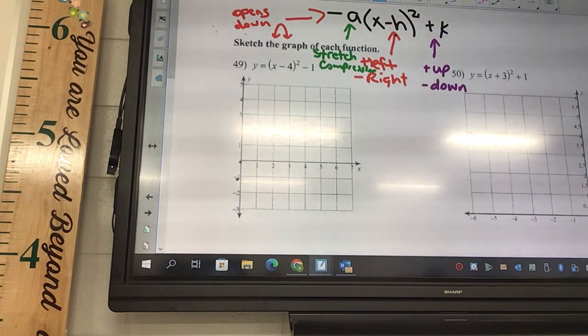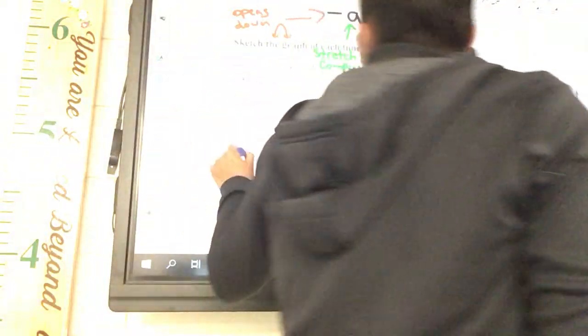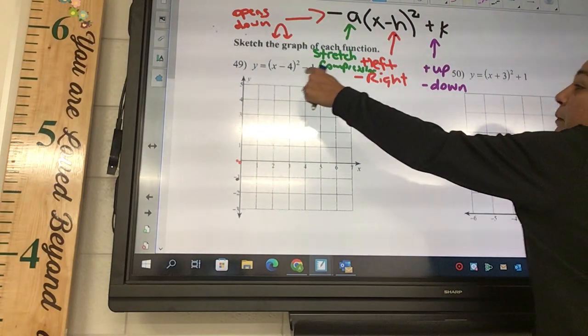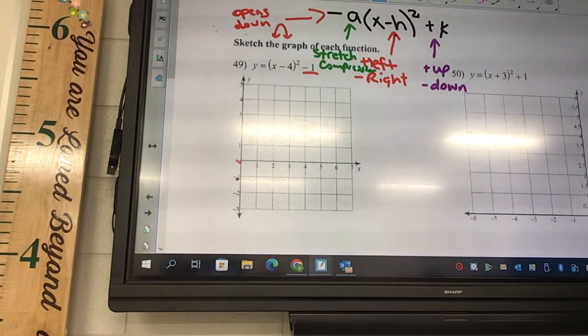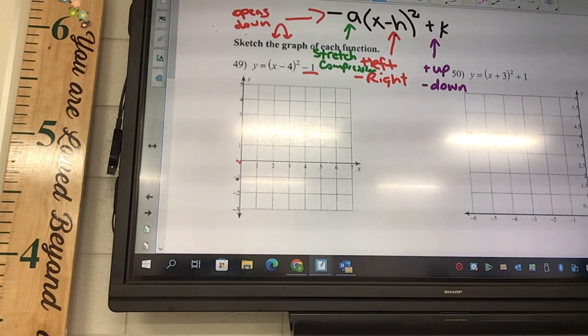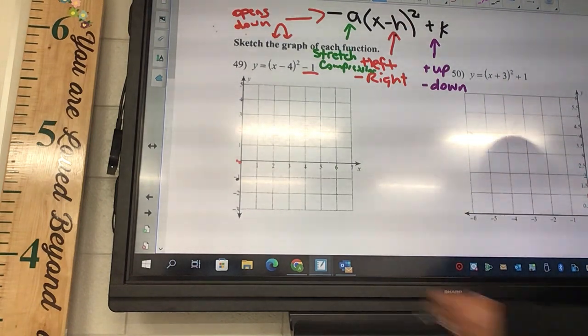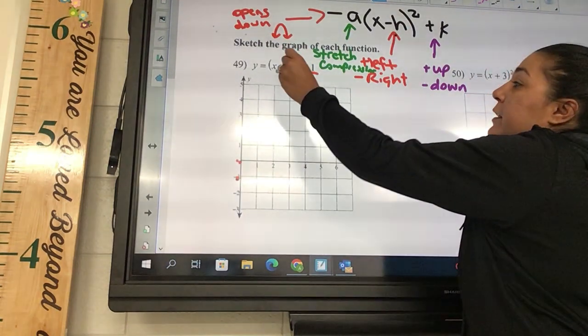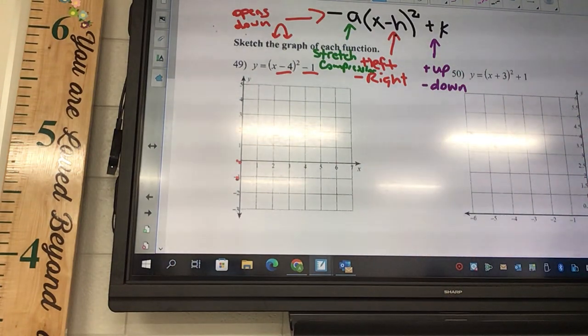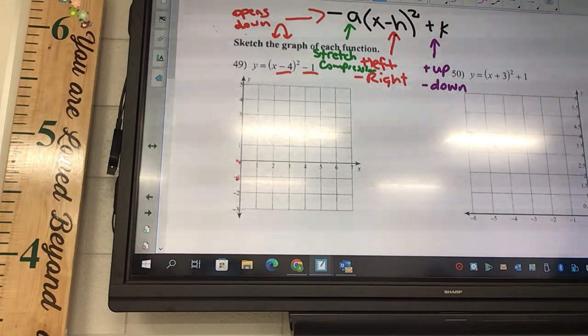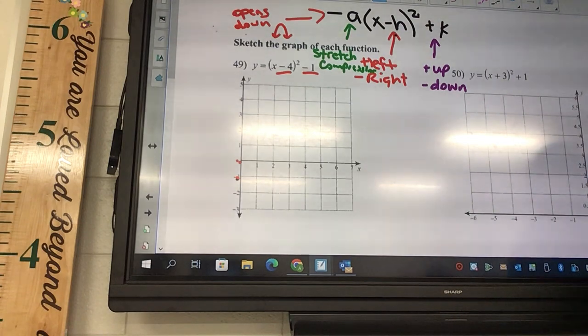Where do all these graphs start at? 0, 0. So we're going to put our pencil on 0, 0. What does this minus 1 do? It's going to go down 1. So that puts me here. What does this minus 4 on the inside do? It's going to go right 4.